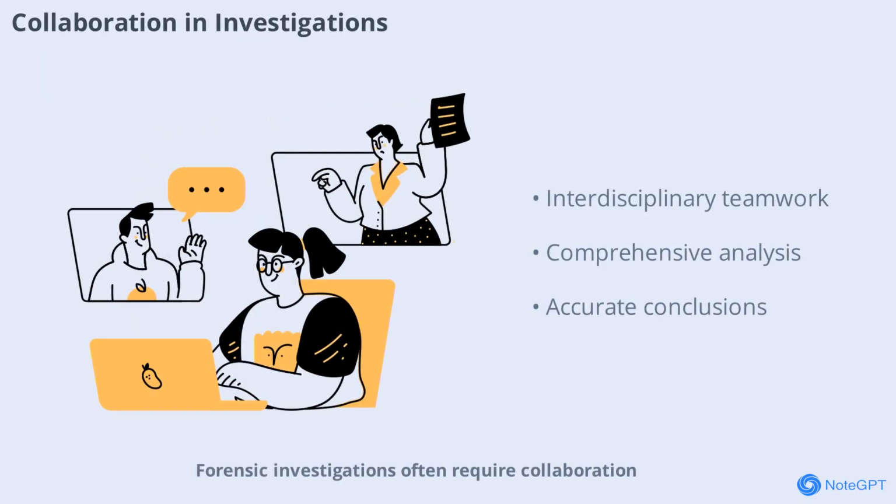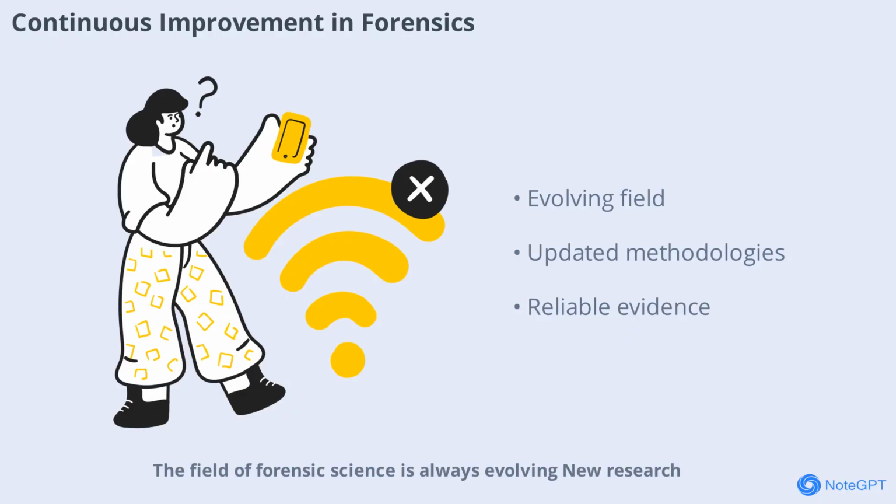Forensic investigations often require collaboration between experts in different fields. Ballistics specialists, medical examiners, and crime scene analysts work together to piece together the puzzle. This teamwork ensures that all aspects of the case are considered and that the final conclusions are as accurate as possible. The field of forensic science is always evolving.